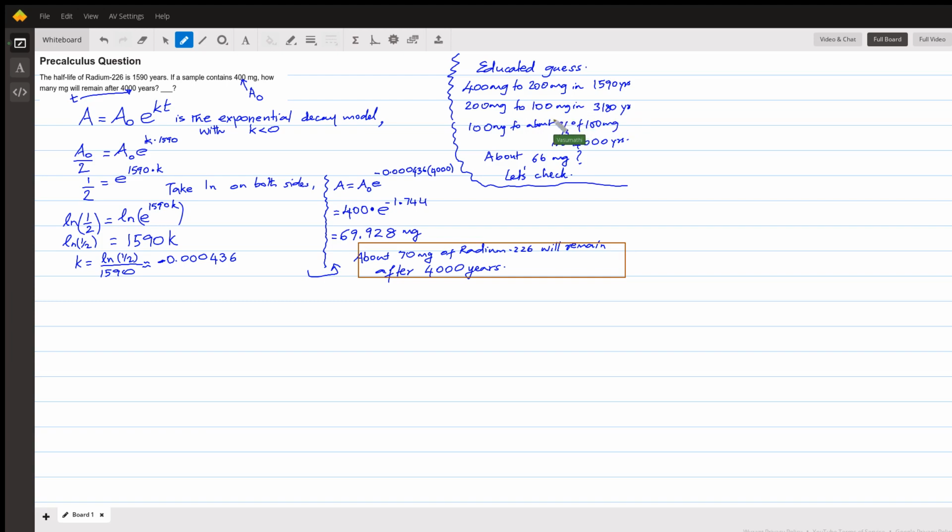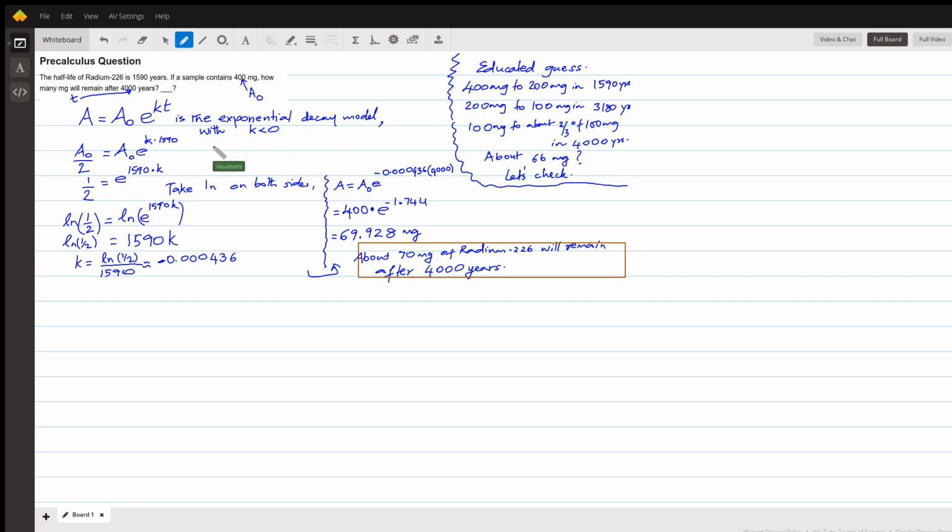We can stop there. We have to look for it after 4000 years, right? So let's take about a third of this 3180. That's somewhere about 1000 years, a little more than 1000 years. So I would say approximately, let's reduce this 100 milligrams by one third of 100 milligrams, roughly like two-thirds of 100 milligrams, close to let's say 66 milligrams. So that's our educated guess.